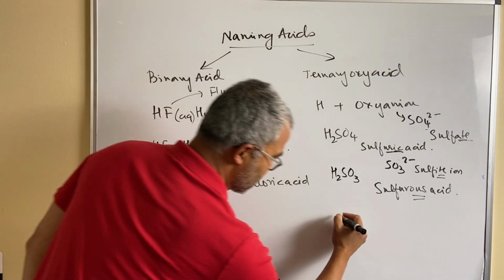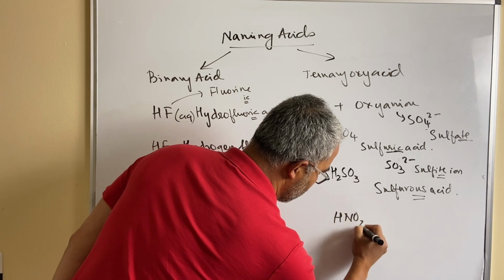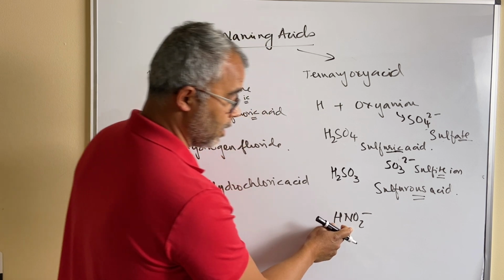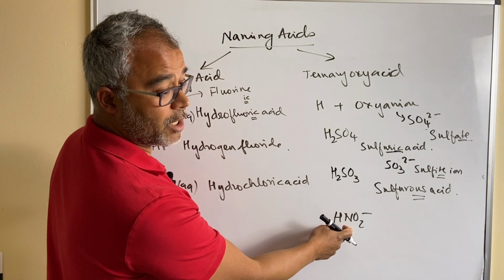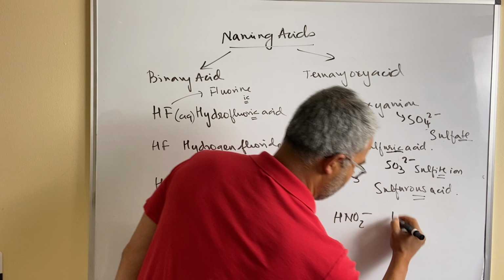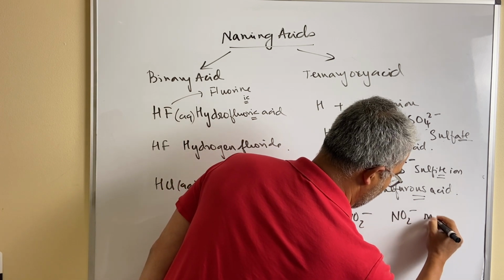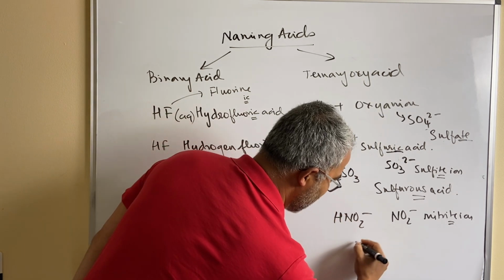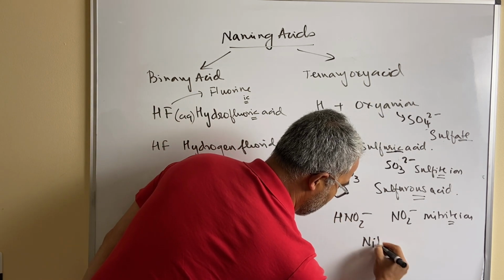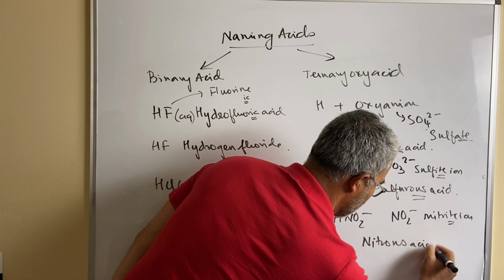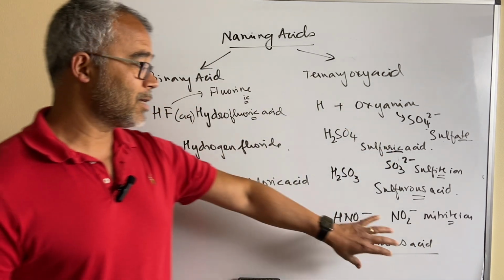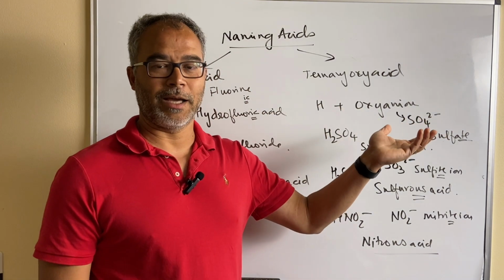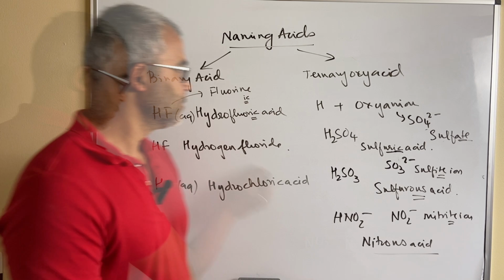Okay, so if it's HNO2, that came from a nitrite ion. NO2 minus is nitrite ion. So therefore, the name of this acid would be nitrous acid. All right. So it's important to understand where the acid came from, what kind of a polyatomic ion. Takes you back to that polyatomic ion chart that I mentioned earlier.